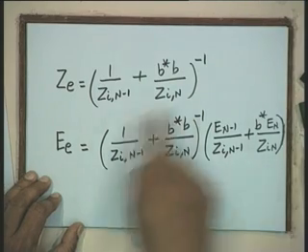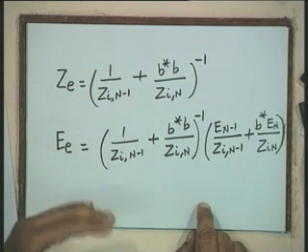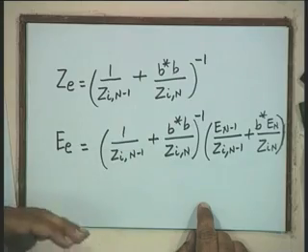You can see that all the terms on this side of the equation are known to you, because the equivalent generator is obtained by replacing the two generators, one corresponding to bus n minus 1, another corresponding to bus n. In the equivalent generator, we have retained the voltage of the n minus 1th bus intact, and we have obtained the equivalent impedance and the equivalent internal voltage.